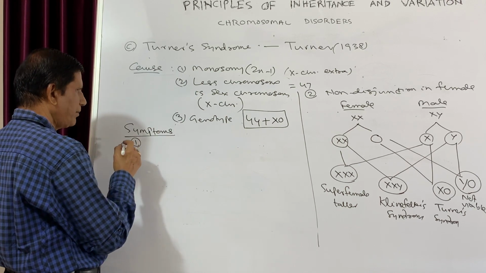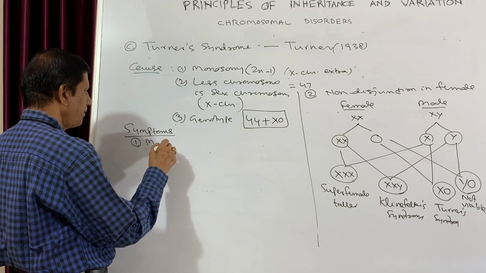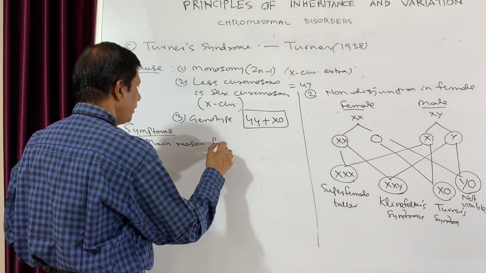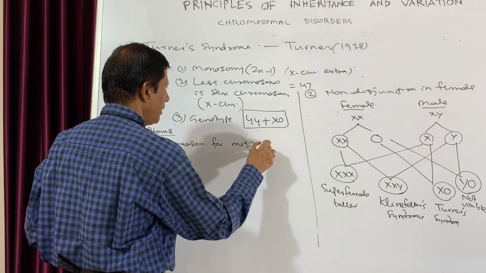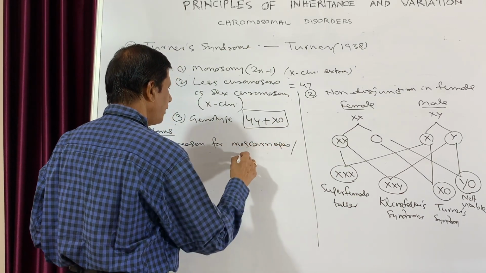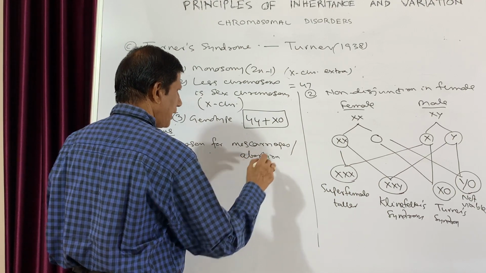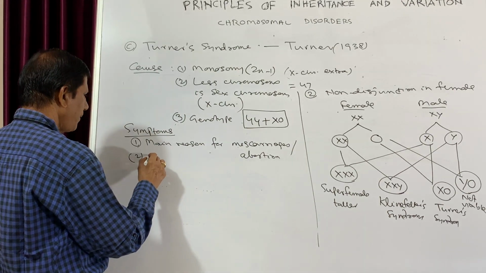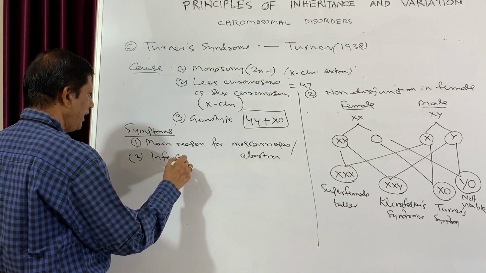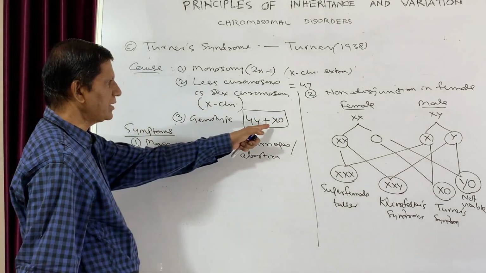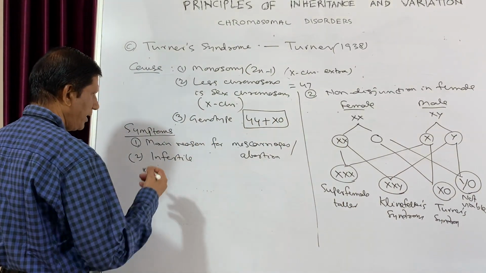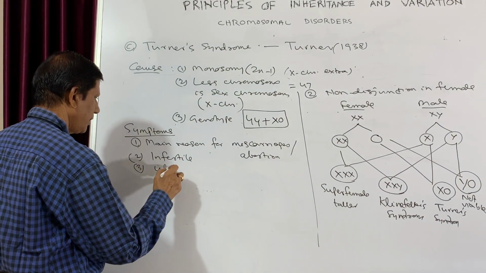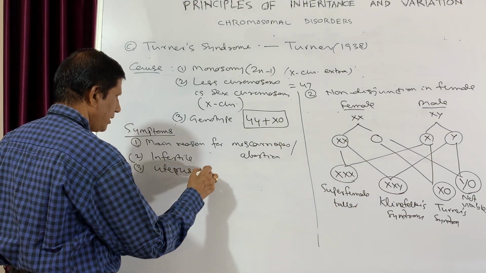Now one of the symptoms is this is the main reason. The Turner syndrome is the main reason for miscarriages, or you can tell abortion. That is one of the very important things. Now the second one is infertility, because only one X chromosome is there, so fertility will be very less. Then uterus is small.